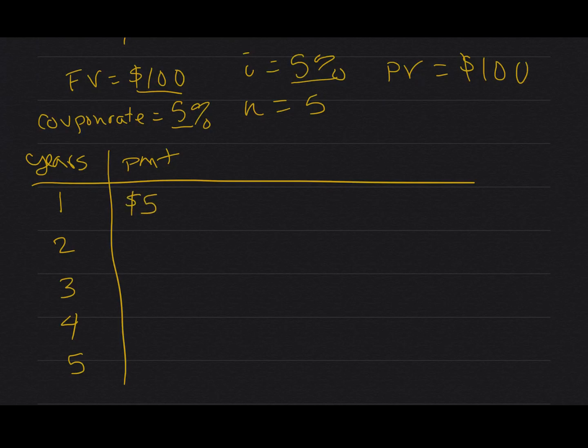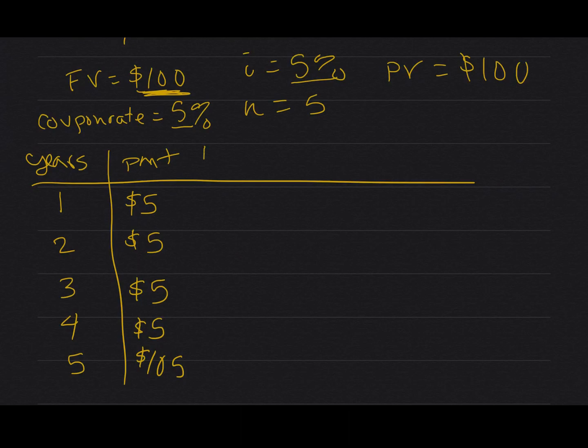First year, the investor receives $5, or 5% of face value as a coupon payment, and the investor receives $5 every year until the final year. And in the final year, the investor receives the last coupon payment of $5 and then also the face value. So the investor receives in the final year a payment of $105.